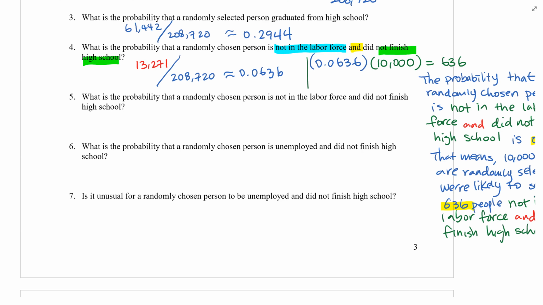Number 5 is the same as number 4, so let me just take that out. I think I meant to write interpretation of the probability in number 4, right? This is the interpretation right here. So let's do number 6.